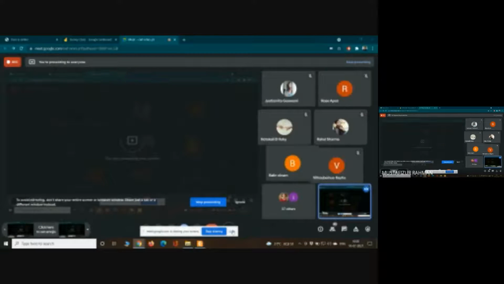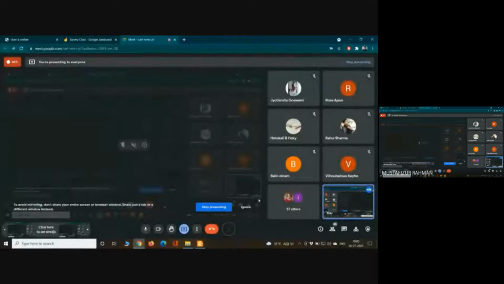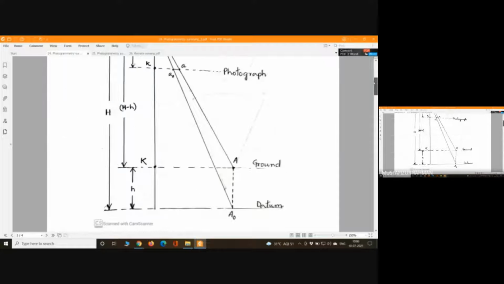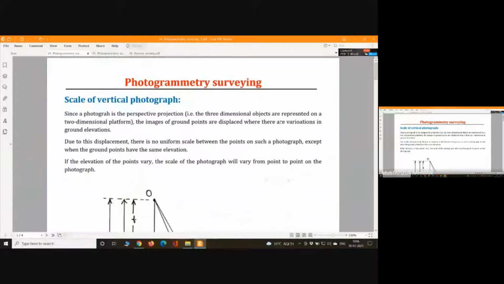Beginning the last class, we were discussing a little bit of photogrammetric survey, aerial photogrammetry, etc. We saw the basic concepts. What is terrestrial photogrammetry? What is aerial photogrammetry? And then we went on to discuss the basic terminologies. What is a principal point? What is tilt, etc. Right.